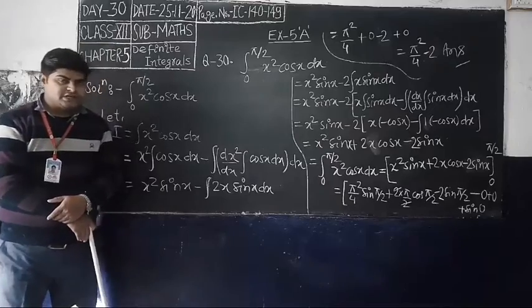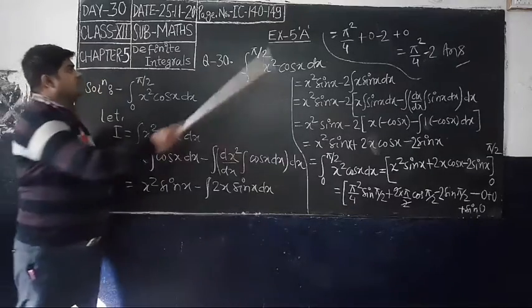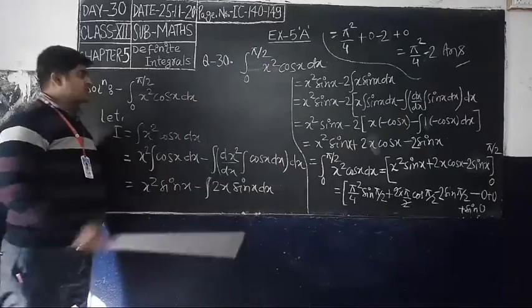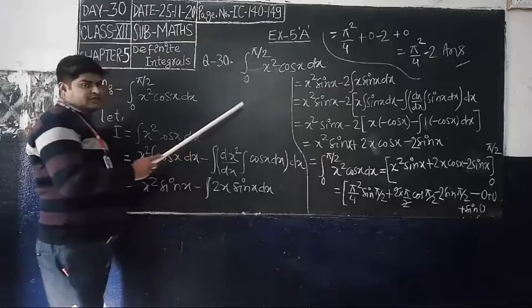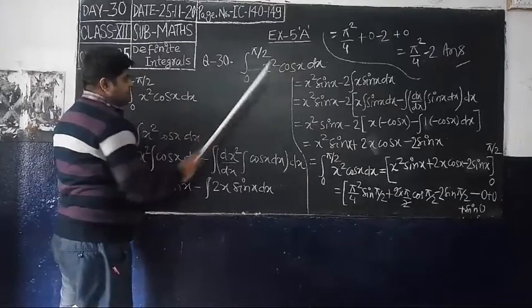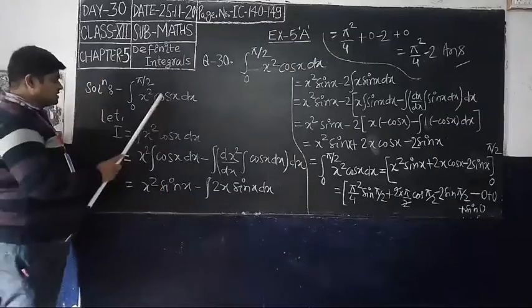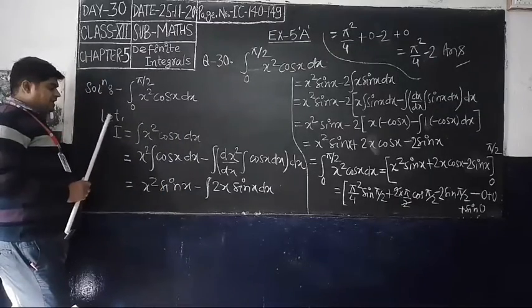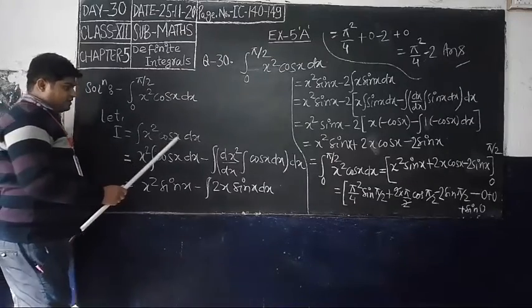First of all, you will sit with pen, notebook and your math book, and turn to page number 140 and see question number 30. We have to find the integration of x square cos x dx with limit 0 to pi by 2. This is your question. First of all, let I is equal to integration of x square cos x dx.